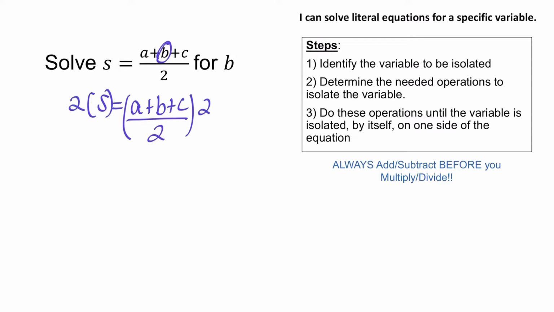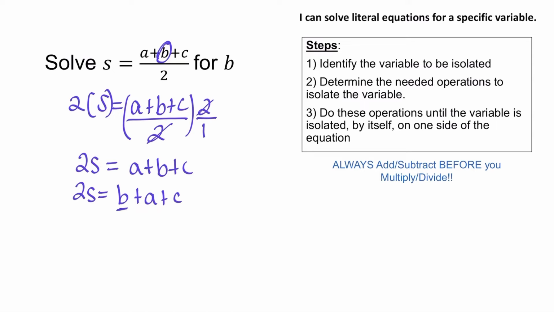On the left side, that gives me 2s equals, on the right side, these 2's will cancel, leaving me with just a plus b plus c. So since everything is being added, I'm going to rearrange the terms on the right to show you what my next move is going to be. So I'm going to rearrange everything. I'm going to put b plus a plus c. Okay, so since I'm adding, remember I can use the commutative property and rearrange the order of these terms.